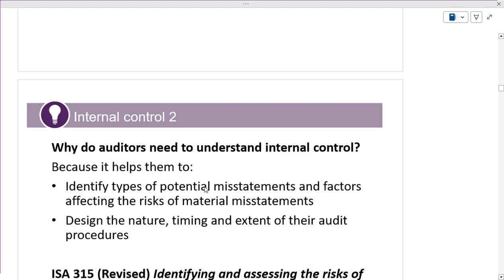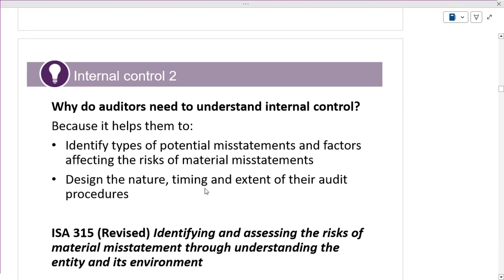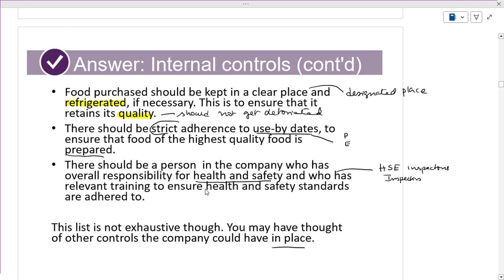Nothing is there. Okay. Why do auditors need to understand what is the requirement? Because you can see why you are doing it. Is there any potential misstatement? Maybe in future something will happen. What are the risks and factors affecting risk? See, if you have good internal controls, then going back to the situation, if you have everything in place, definitely the material misstatement will be less. The risk will be less.